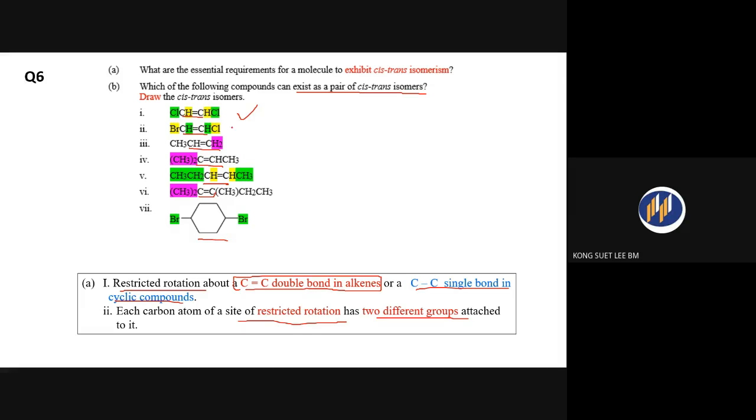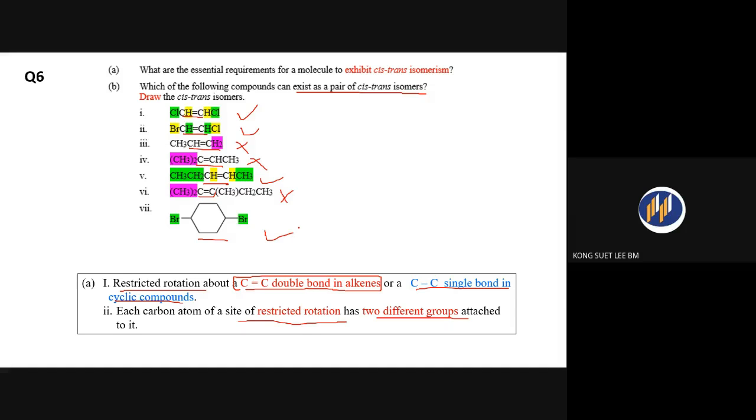Lepas tu kita kena tengok syarat kedua. Ini boleh ke tak? Number 2? Boleh. Yes, number 2 boleh ya. Nampak madam highlight. Number 3 boleh tak? Tak boleh. Nampak tak H2? Maksudnya dia ada H sama. Tak boleh. 4 boleh? Tak boleh. CH3 sama. 5 boleh? Boleh. 6 tak boleh. Okay, ini boleh. Ini boleh.